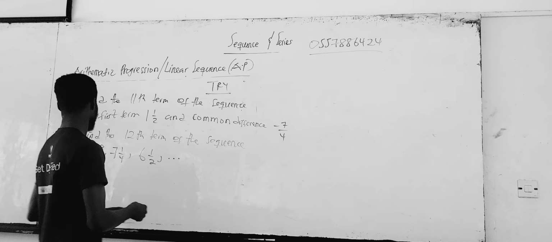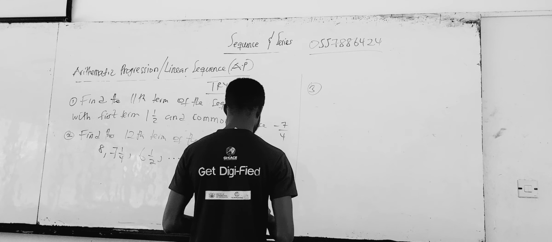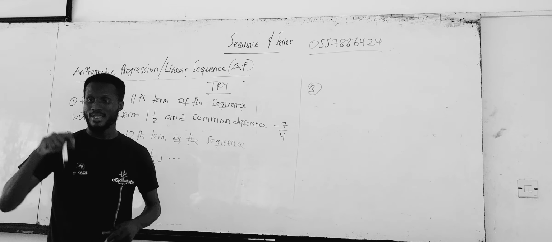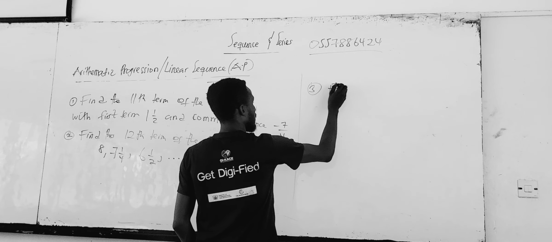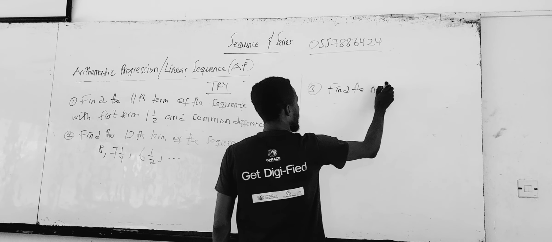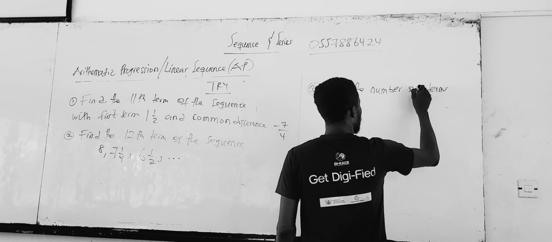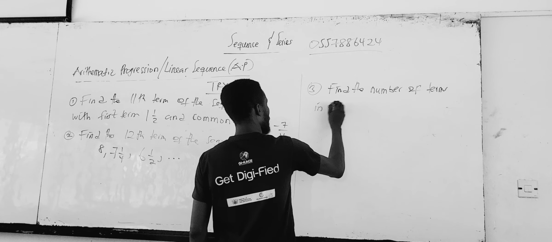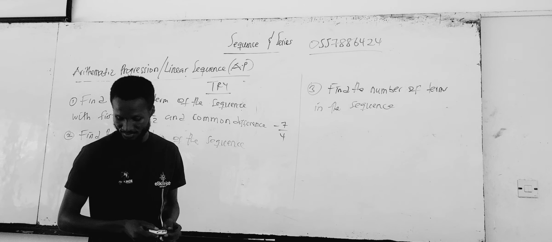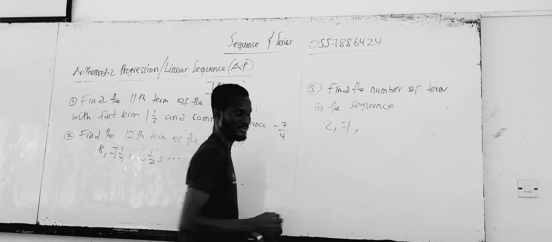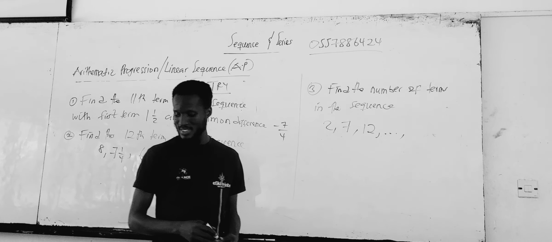Now the last one, question number 3. Find the number of terms in the sequence 2, 7, 12, up to the last number. The last number is 42.